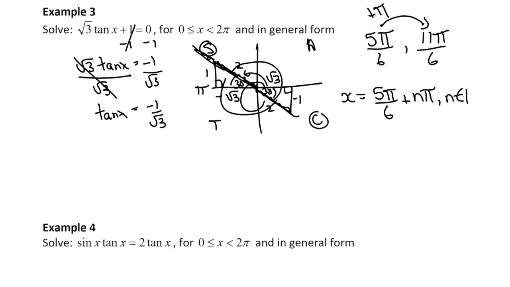Now, if you had written it out separately as two separate things and you said something like, would I get marks off if I also wrote x equals 11 pi over 6 plus every n pi? That's also correct. We would mark that correct. It's just a little redundant, so we don't need to have that there.